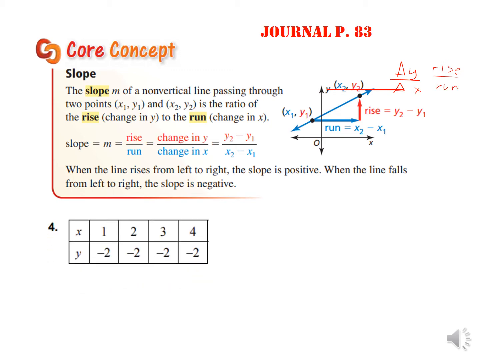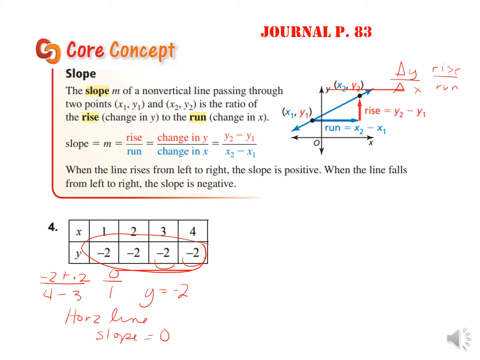Okay, so if we were going to find the slope of this line, we could use this point. Let's just take 2 points, and we could go -2 minus -2 over 4 minus 3. But then all of a sudden we get a 0, which we should have noticed right away that this was a y equals -2. It was a horizontal line which has a slope of 0. So hopefully you caught that.